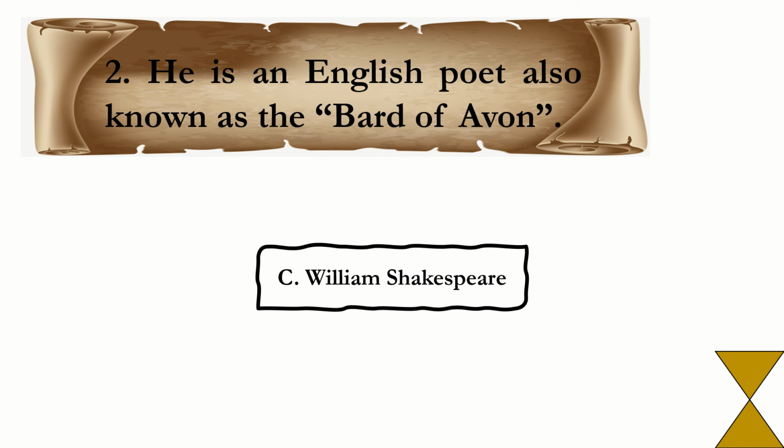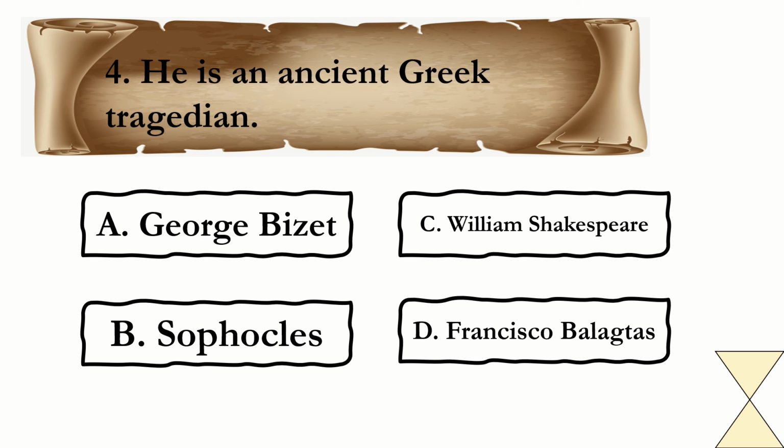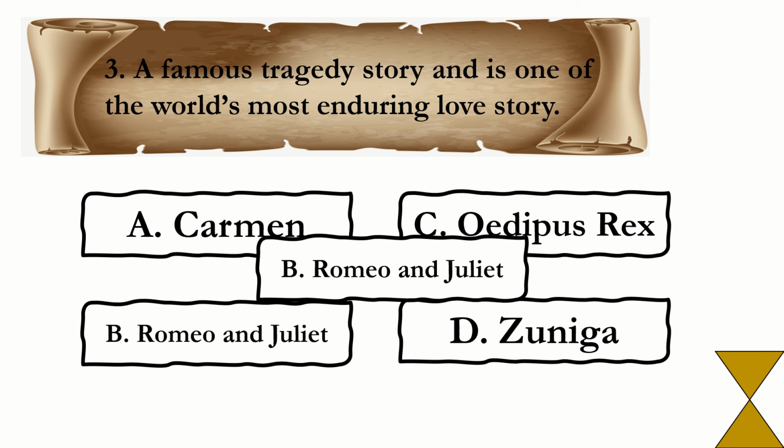William Shakespeare. 3. A famous tragedy story and one of the world's most enduring love stories. A. Carmen, B. Romeo and Juliet, C. Oedipus Rex, and D. Zuniga. The correct answer is Romeo and Juliet.